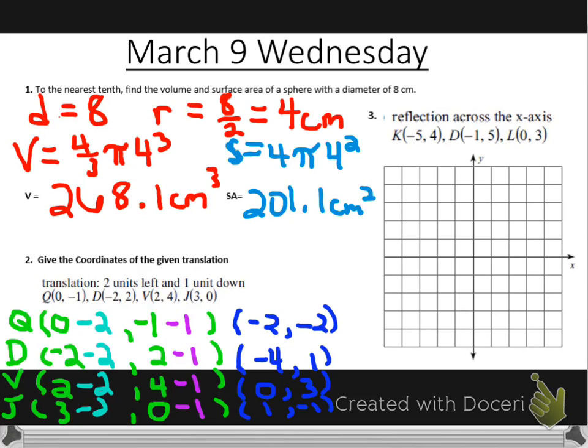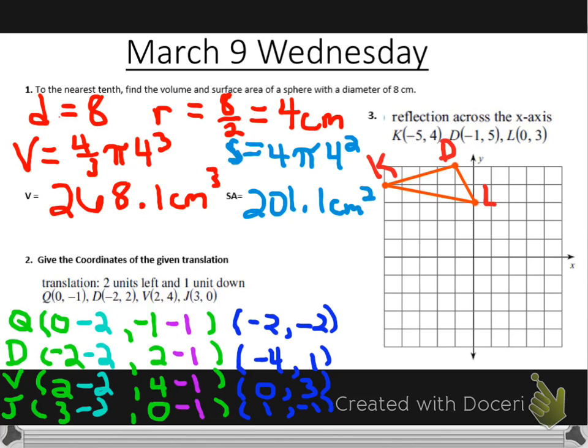Now looking at number 3, it's asking us to reflect this across the x-axis. So the first step that you're going to need to do is to plot each of these points. -5, +4, -1, +5, and 0, 3. Connect those, and that's going to be our original figure.